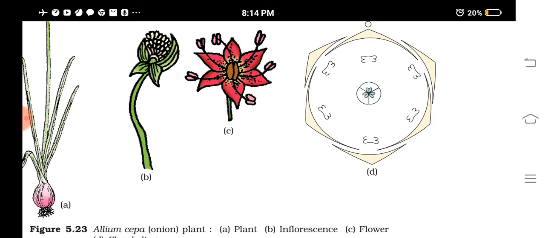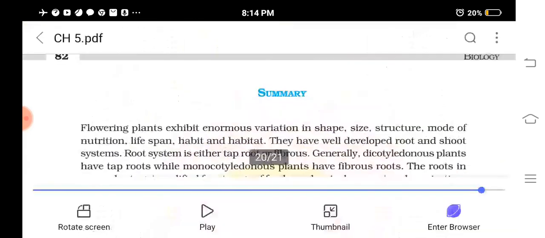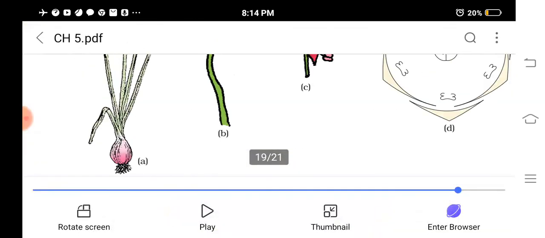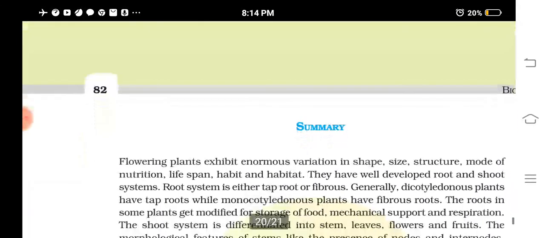Understood? Then you can see the gynoecium. Gynoecium is tricarpellary and syncarpous. You can see that 3 chambers are there, and ovules are attached to the placenta in axile placentation. Understood? So this is the characteristic floral diagram of the family Liliaceae.